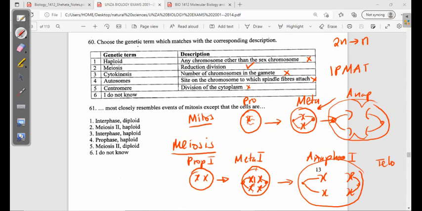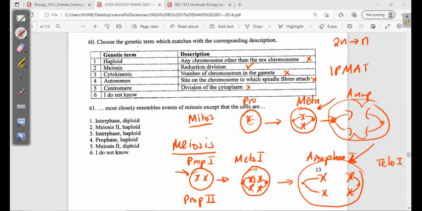Now after telophase 1, you're going to step into meiosis 2, starting again with prophase 2. Now the thing is, in prophase 2, there is nothing like genetic recombination again. Genetic recombination already happened. The only difference is that we don't have genetic recombination in prophase 2. It's all the same, just like prophase of mitosis.